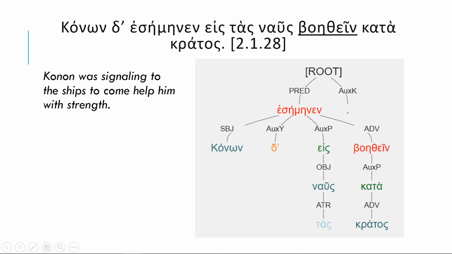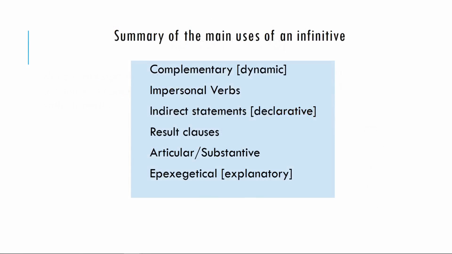So the summary of the main uses of the infinitive that we've gone over here. You can use it as a complement to a verb, usually with no separate subject. You can use it with impersonal verbs as the subject. You can use it with indirect statements, often with a different subject. You throw it after hōste for a result clause. You put an article on it or just treat it as a noun. And sometimes you throw it in as an explanation, especially in the future.